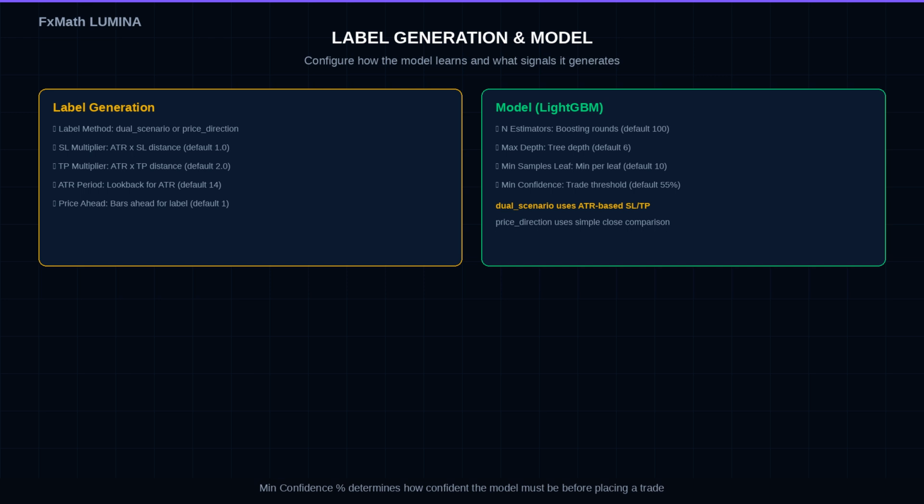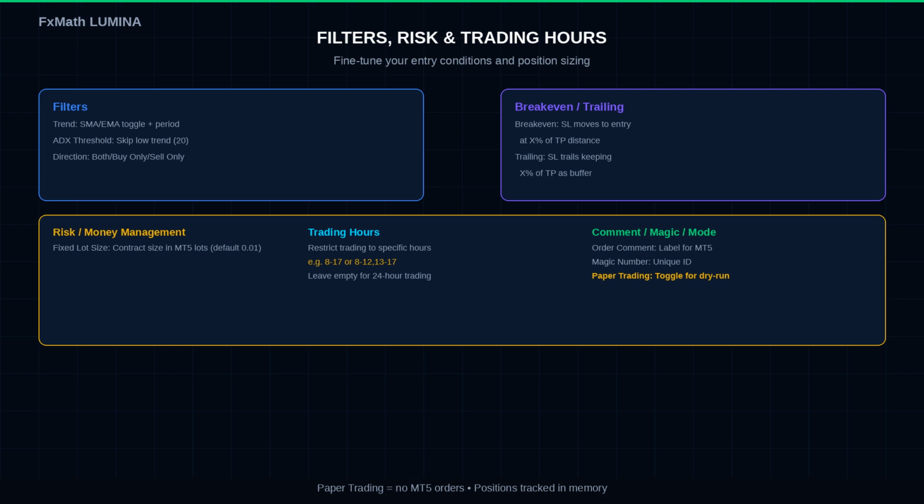For the LightGBM model, configure n estimators controlling boosting rounds, max depth for tree complexity, min samples leaf, and most importantly, min confidence, the threshold the model must reach before placing a trade, defaulting to 55%.